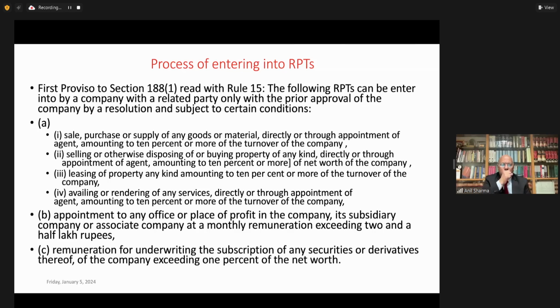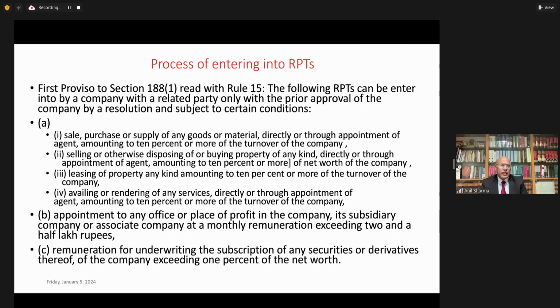Similarly, selling or otherwise disposing of any property of any kind, directly or through appointment of agent, amounting to 10% or more of the net worth. So in this case, since there's a property involved, it is linked to the net worth. Sale, purchase of goods and services and material was linked to the turnover, and property is linked to the net worth.